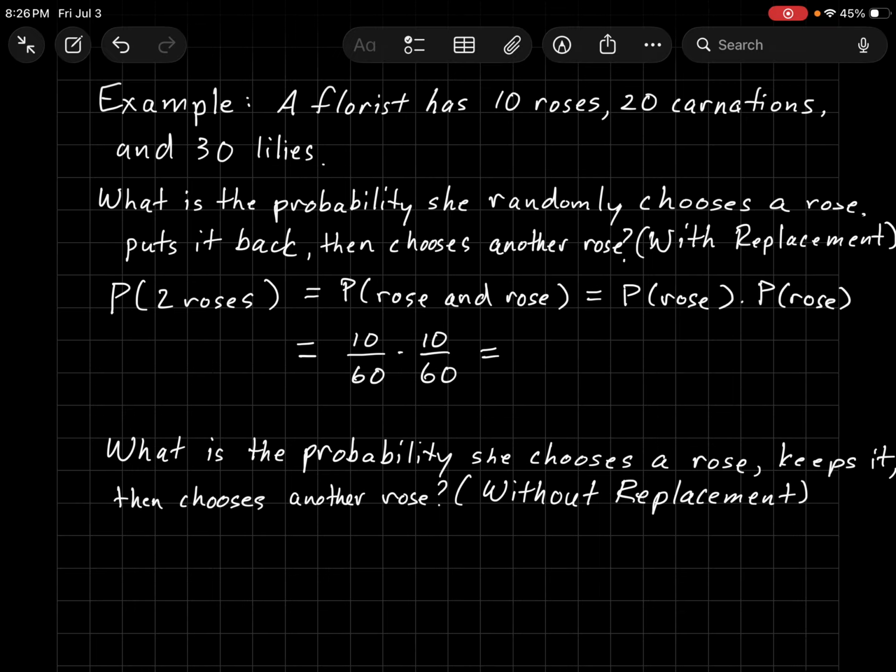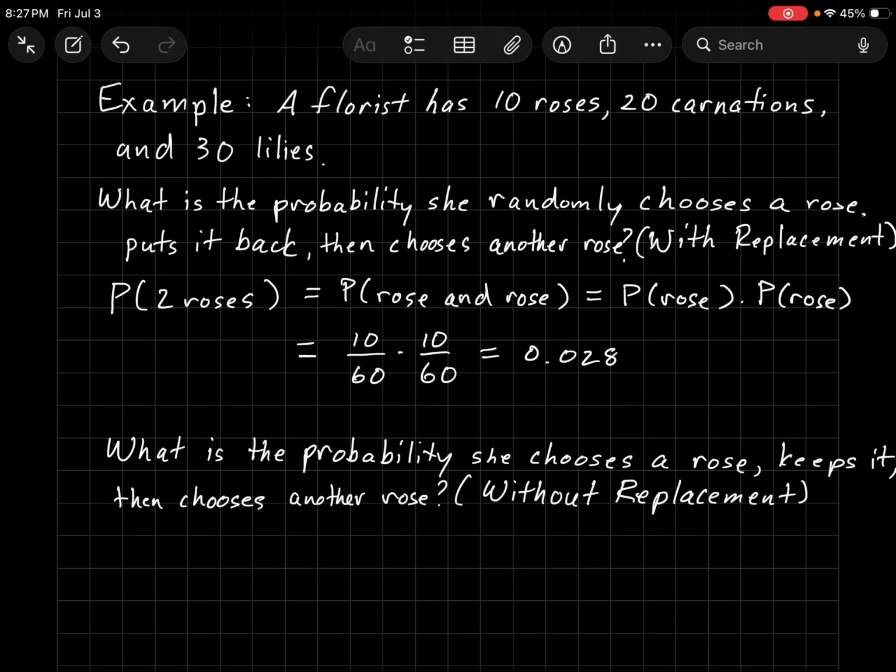Now, kind of a reminder, I like leaving my probability in unsimplified fractional form because it shows me how I got the answer. But if you really need to keep going, just plug into the calculator, get your decimal answer, and you see that the probability of choosing a rose, putting it back with replacement, then choosing another rose is about 3%, a little bit less.